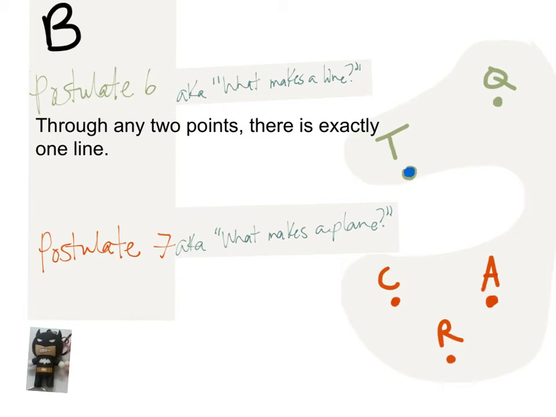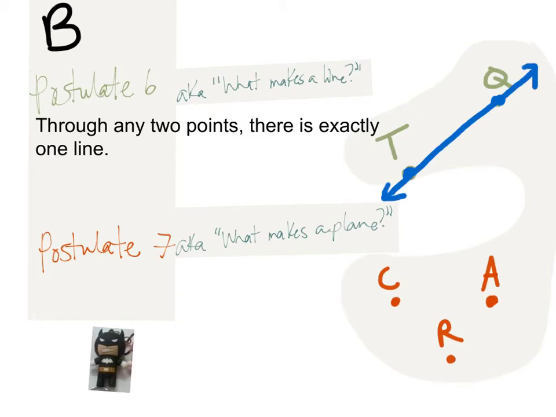So here's point T, and here's point Q. If I connect these, there's only one way to connect these 2 points, and that's with one line, exactly one line. And that's one of the postulates. The second postulate you're going to be talking about is Postulate 7. I'm going to move Batman kind of out of the way here. Postulate 7 talks about what makes a plane, and there are 2 different scenarios they give us.